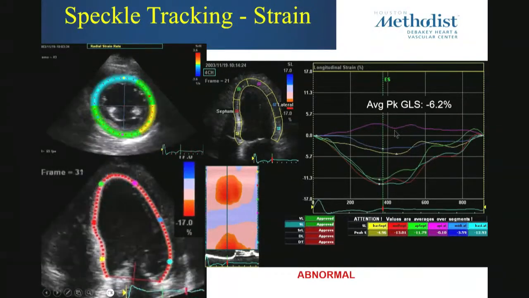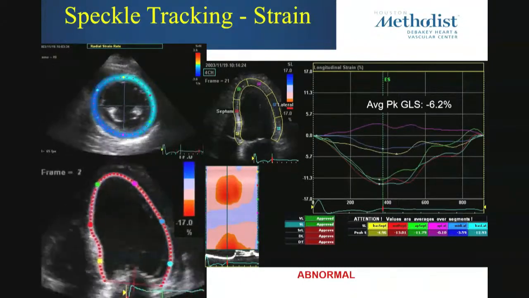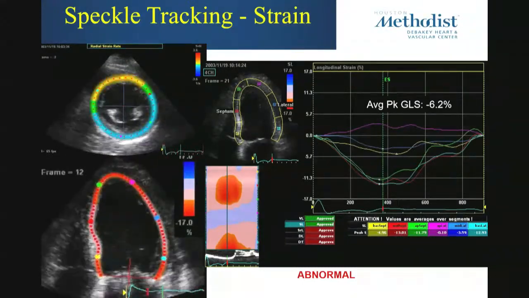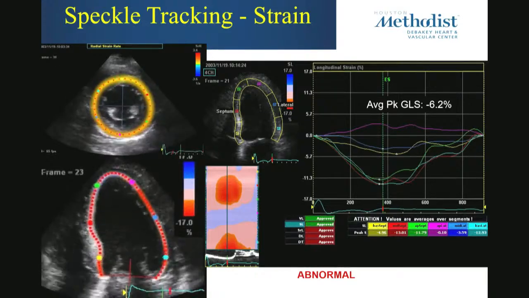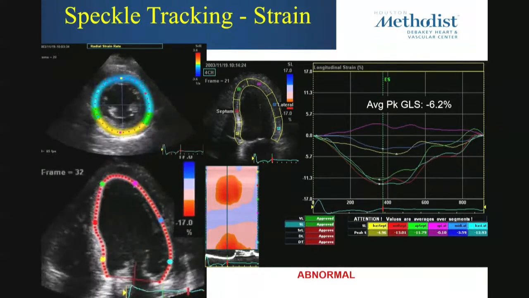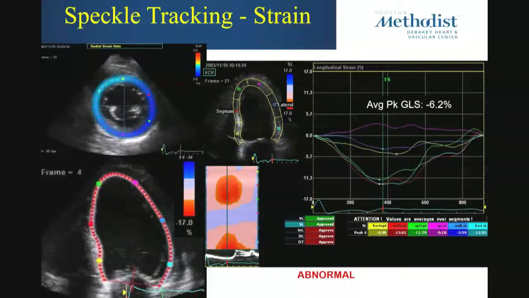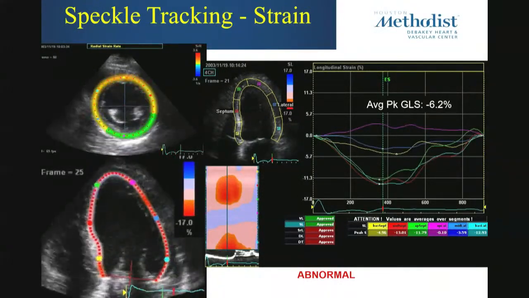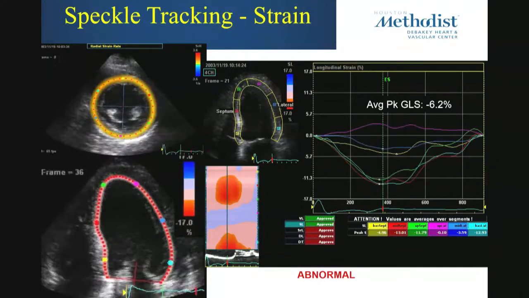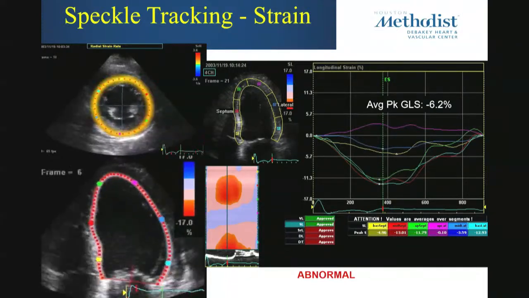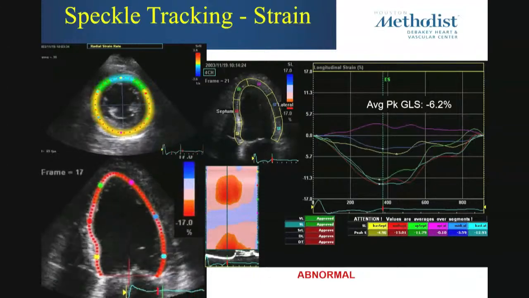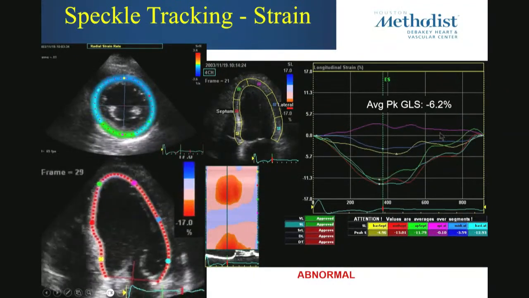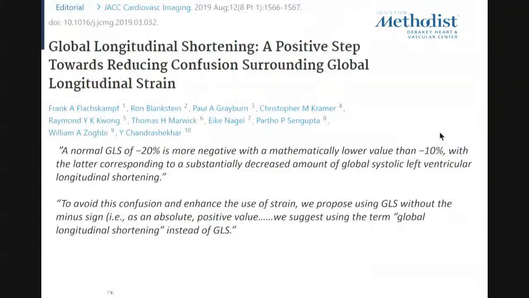So you begin to appreciate more type of desynchrony of contraction, even in a cardiomyopathy that could be non-ischemic. This patient doesn't necessarily have to have coronary artery disease. This is seen also in non-ischemic cardiomyopathies. So you see this heterogeneity of contraction in multiple segments. And of course, again, the average of all that is 6.2, which is a pretty depressed number.